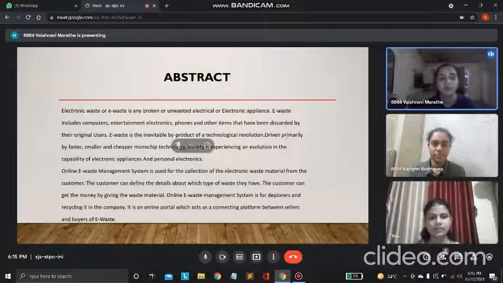Abstract: online e-waste management system is used for the collection of electronic waste material from the customer. The customer can define the details about which type of waste they have. The customer can get money by giving the waste material. Online e-waste management system is for recycling it in the company. It is an online portal which acts as a connecting platform between sellers and buyers of e-waste.